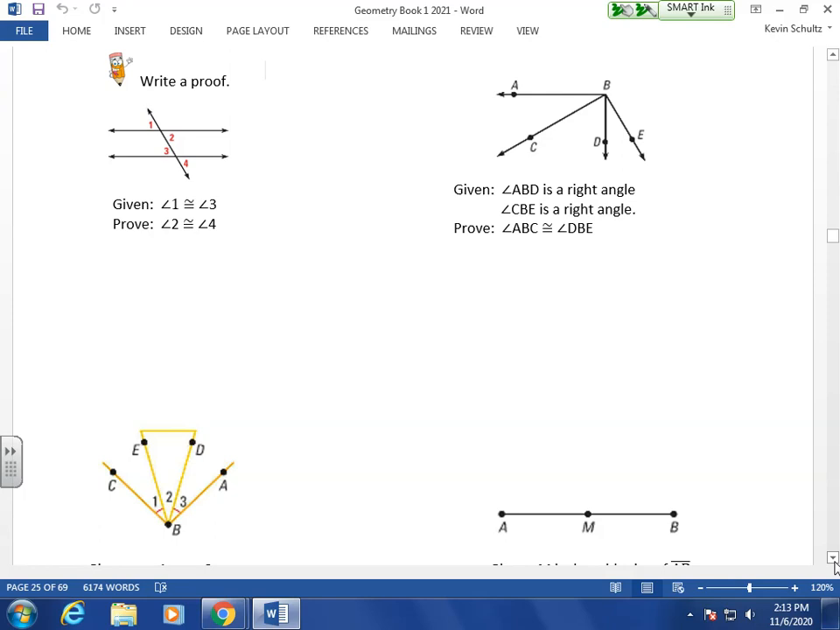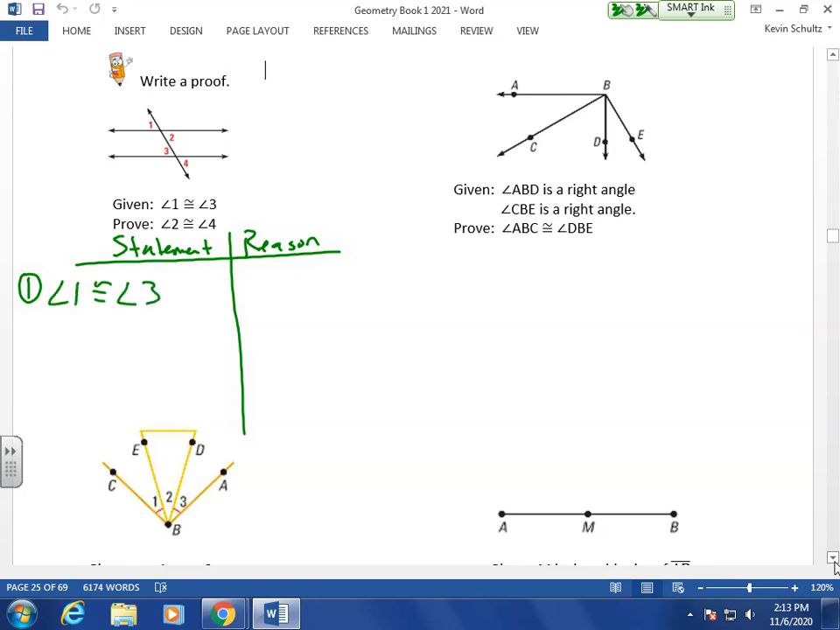So we're going to start by making our statement and reasoning chart. Statement, reason. Well, don't growl already. This is the easiest part, making the chart. Everything after this is what's hard. Okay? And our first statement is going to be what we're told. What do we know? We know that angle 1 is congruent to angle 3. And how do we know that? Because it is given. It is our given statement.